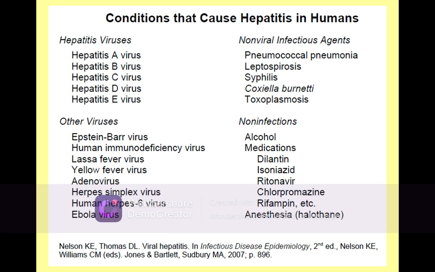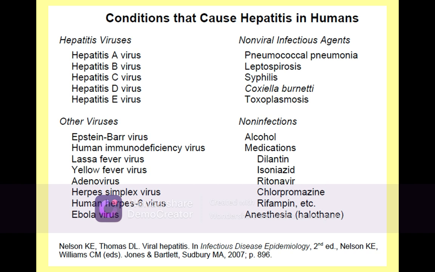Now, conditions that cause hepatitis in humans are microbiological agents, chemical agents, and others, like a group of the hepatitis viruses, hepatotropic viruses, that is hepatitis A virus, B virus, C virus, D virus, E virus, and TT virus also. Now, some other viruses are also described.